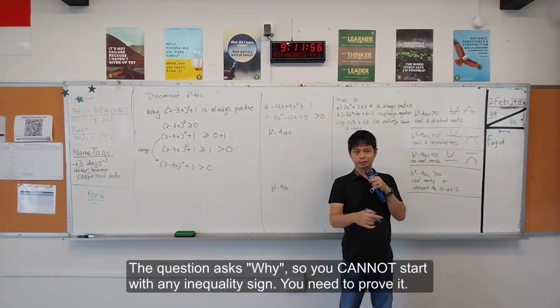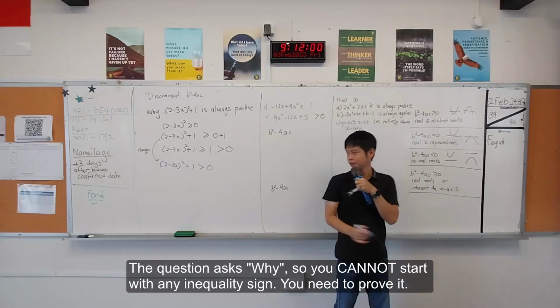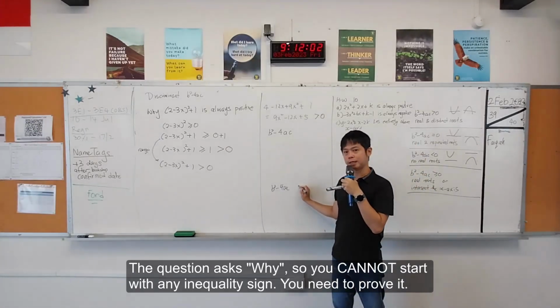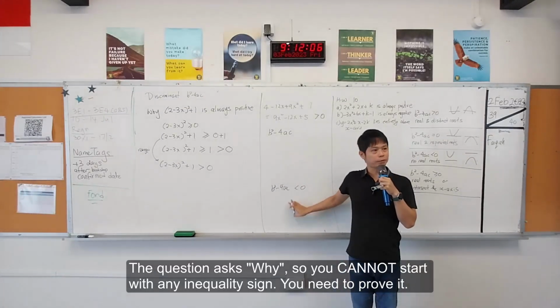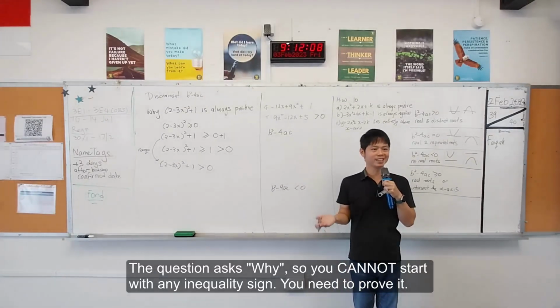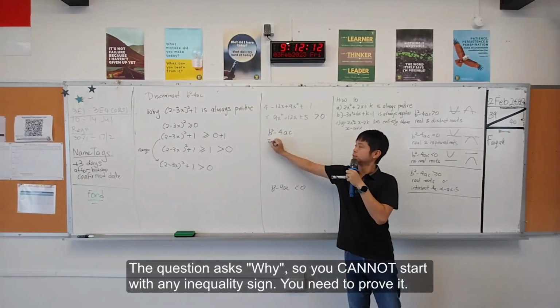You're now very fast already. So it is which one? Always positive. I must prove that it is always less than 0. You don't start with this. Cannot. Once you start with this, I don't need to mark already. I've got to give you 0. You cannot start with that. You must start with this.